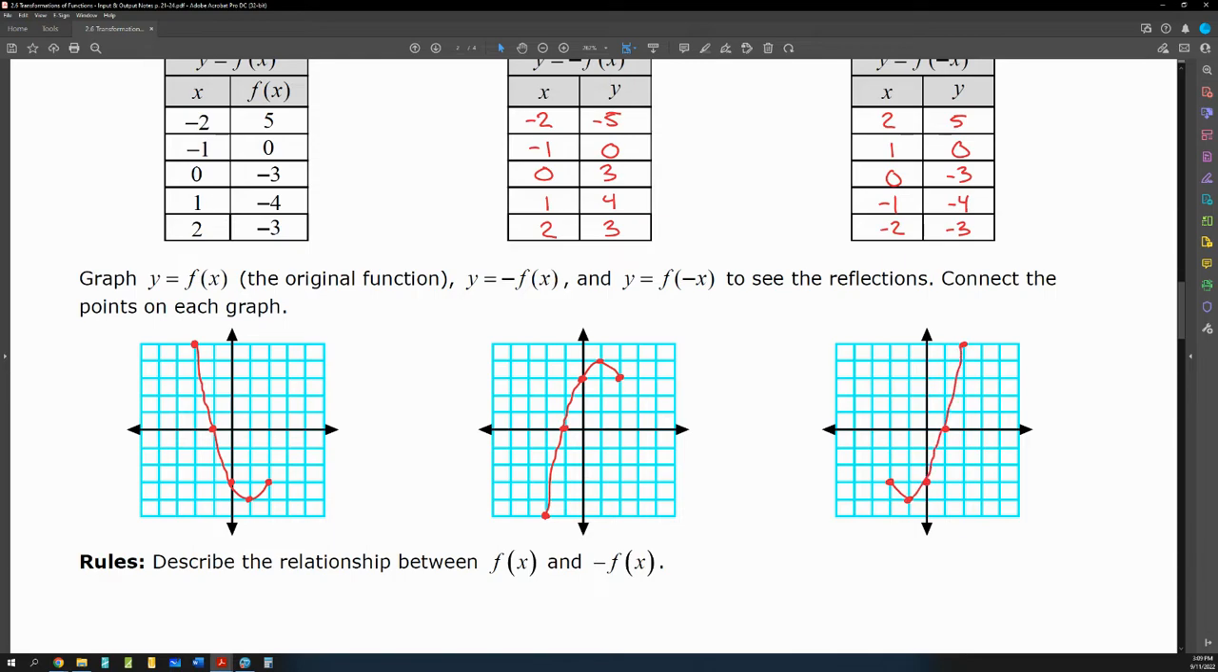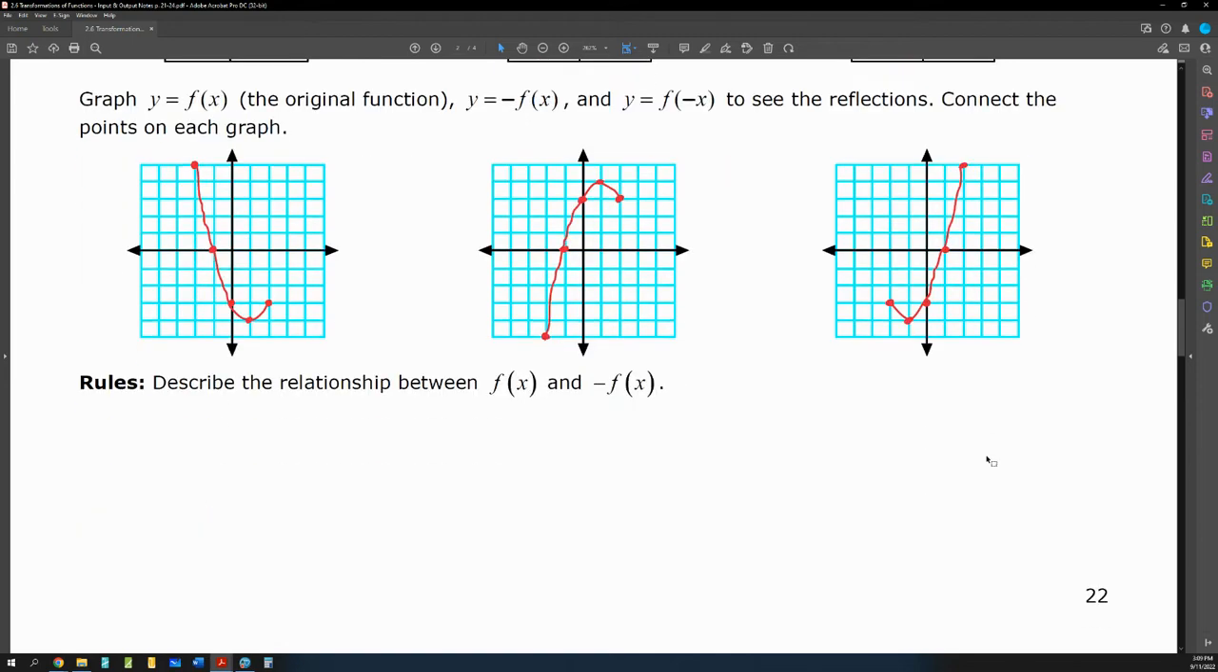So remember, this section talks about reflections. When we put a negative out in front of the function, or affect the function output, that's going to be a reflection over the x-axis. When we put a negative in the input of the function, f of negative x, that's going to be a reflection over the y-axis. So the relationship between f of x and negative f of x is that negative f of x is f of x reflected over the x-axis.